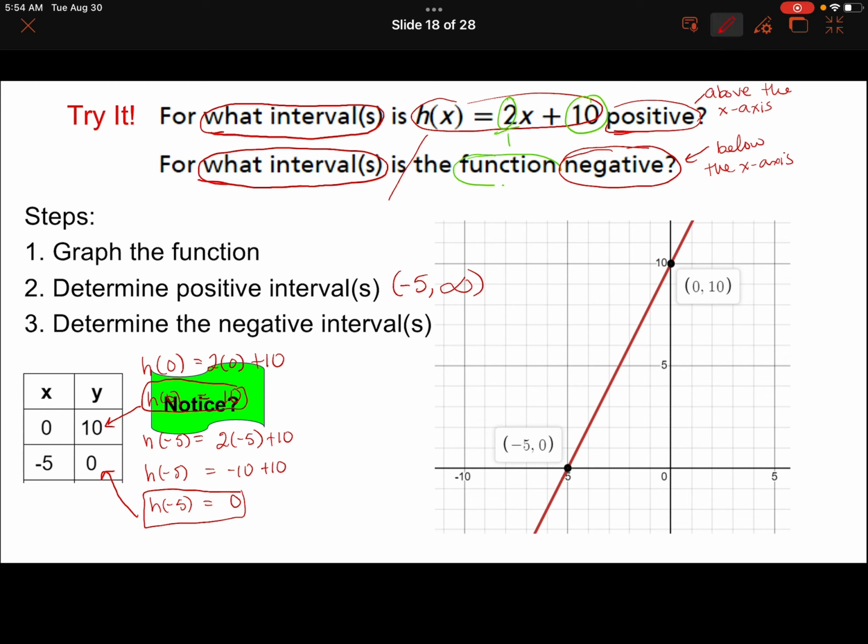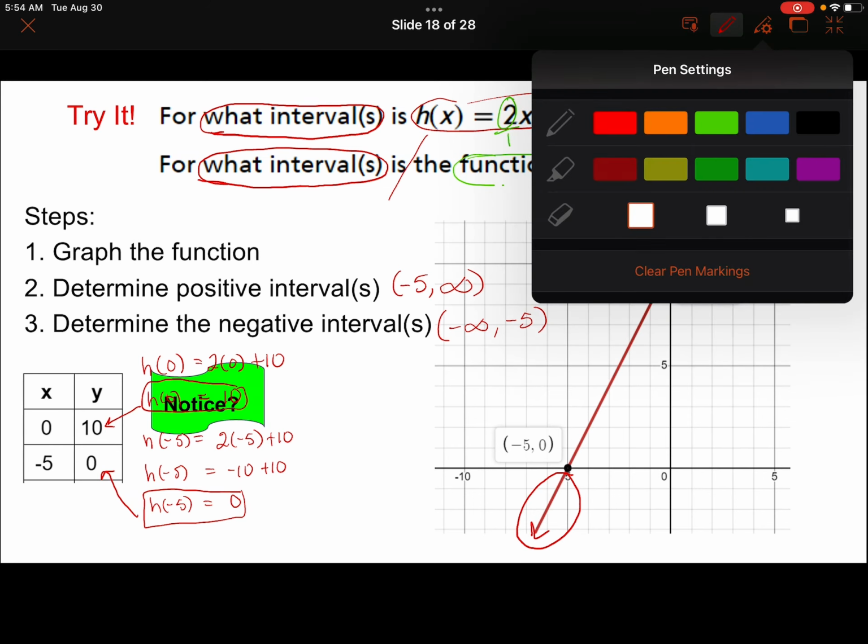Now we're going to look for the negative interval, so everything below the x-axis. So it's going to be -infinity to -5. It's -infinity because this line keeps going forever. Okay.